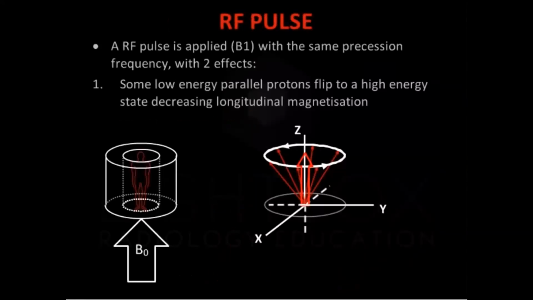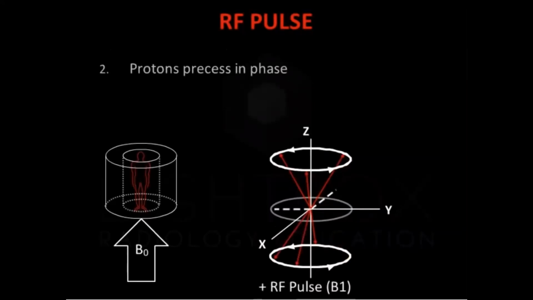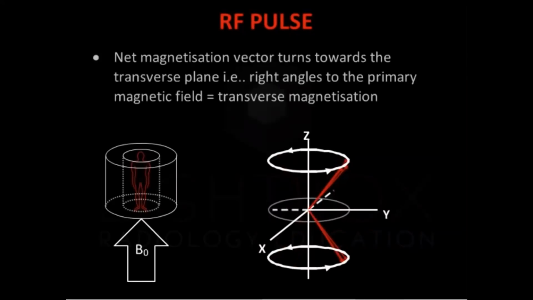The RF coil is used to transmit a second magnetic field or RF pulse, which results in a disturbance of the proton alignment. Some low-energy parallel protons flip to a high-energy state, decreasing longitudinal magnetization. Secondly, protons become synchronized and precess in phase. As a result, the net magnetization vector turns towards the transverse plane, that is, at right angles to the primary magnetic field. This is known as transverse magnetization.